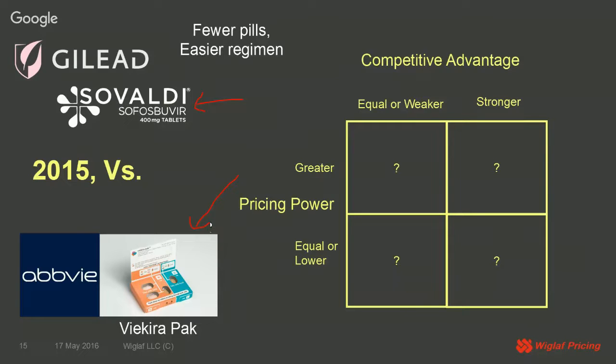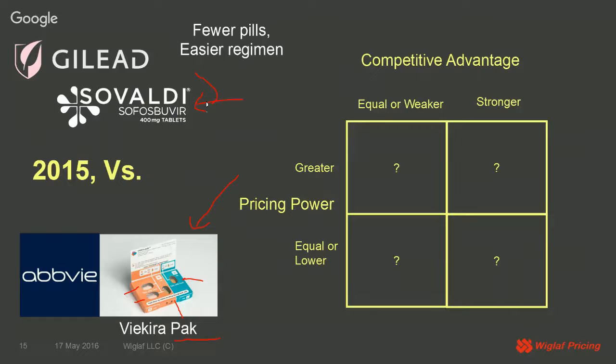AbbVie comes in at a lower price in 2015, about $10,000 a regimen lower priced. It also is called the Viekira pack. You've got to take these pills. They've got 4 of them, with specific timing, and it was 4 to 6. Sometimes the Viekira pack required 6 pills a day rather than 4, whereas the Gilead Sovaldi was just 1 pill a day.